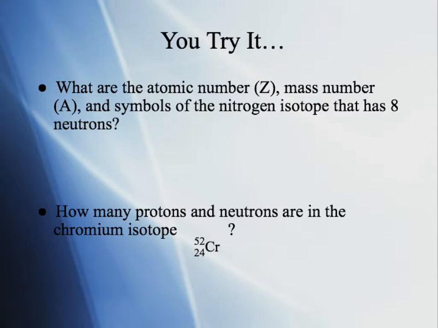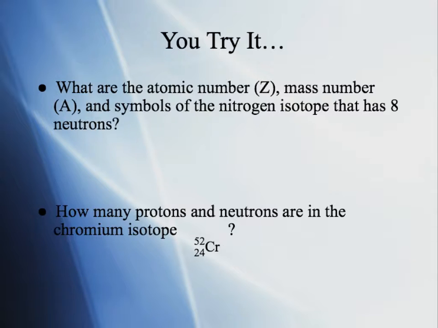All right, so here are some example problems for you to try. Pause the video and see if you can answer these questions, and then unpause it and check your answers. For the first one, it's: what is the atomic number, mass number, and symbols of the nitrogen isotope that has 8 neutrons?